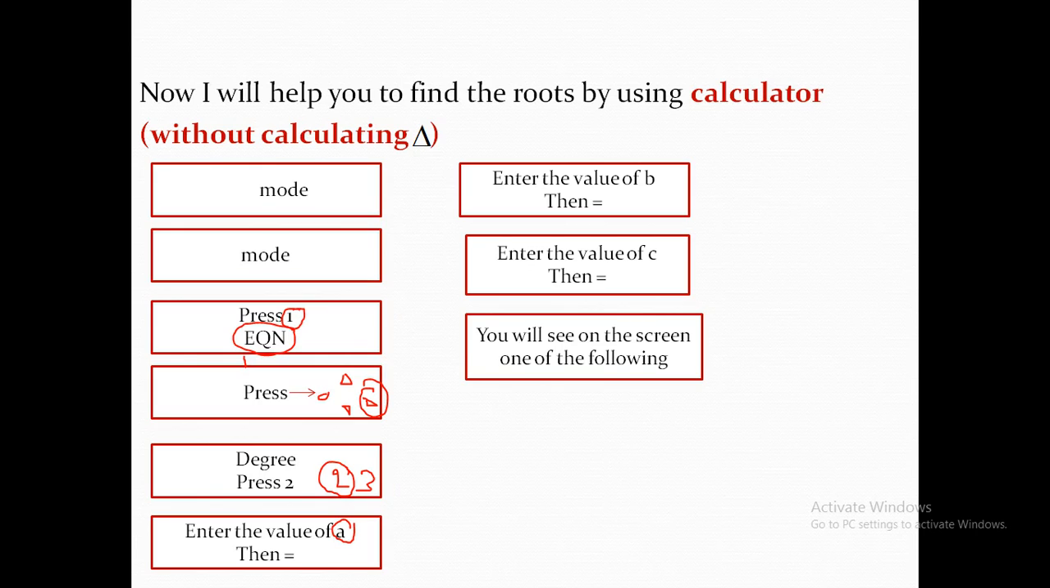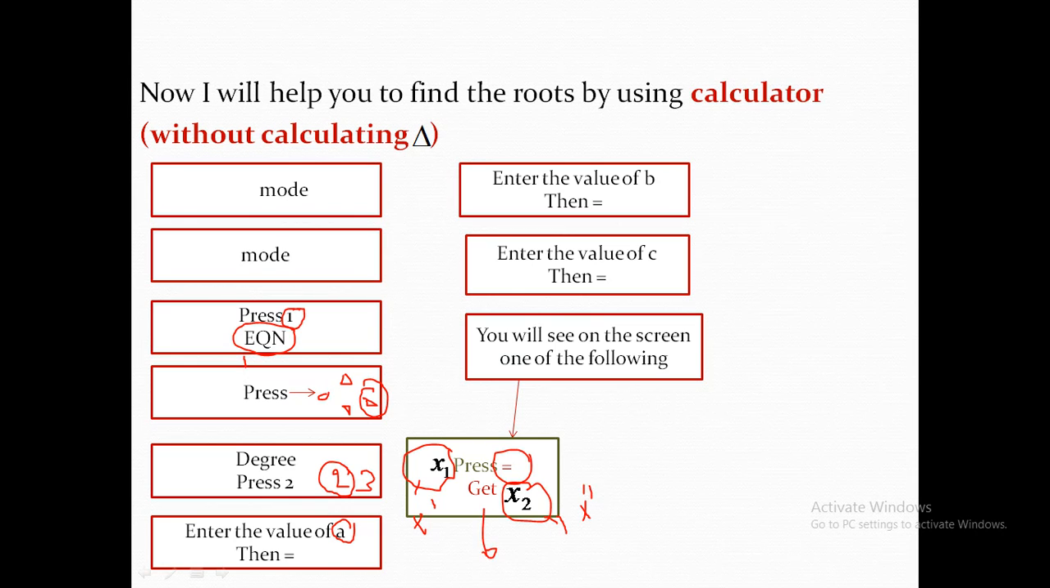You will see on the screen one of the following. First thing, you may see on the screen this x1. If you see x1, then you will press equal, so you will get x2. That means you have x prime and x double prime. The calculator calls them x1 and x2. If you get on the screen x1 and x2, you will conclude that delta is greater than 0. It's a conclusion from you.